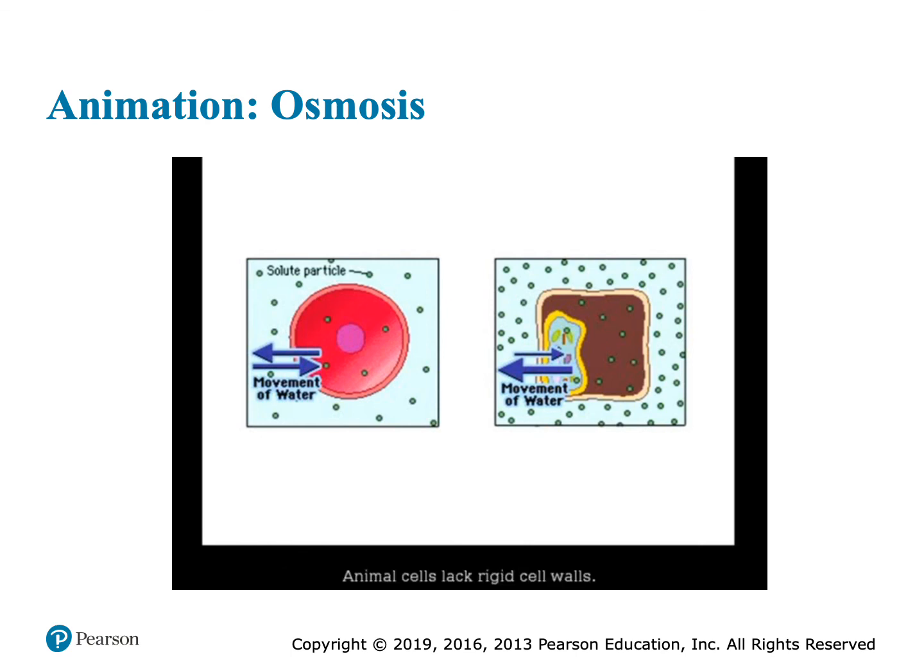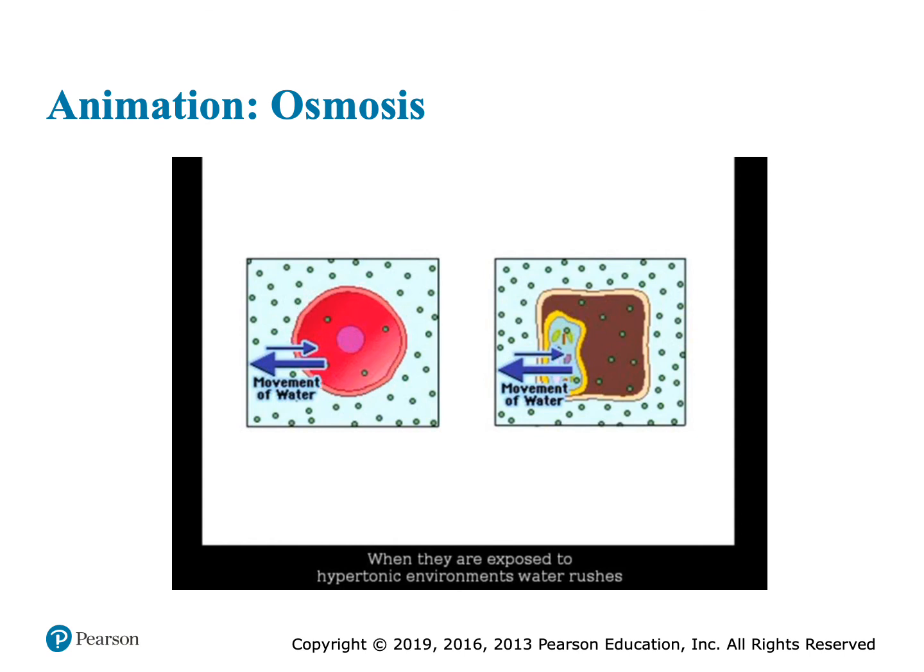Animal cells lack rigid cell walls. When they are exposed to hypertonic environments, water rushes out of the cell and the cell shrinks. The resulting cells are dehydrated and lose most or all physiological functions while in the shriveled state. If the cells are returned to isotonic or hypotonic environments, water re-enters the cell and normal functioning may be restored.